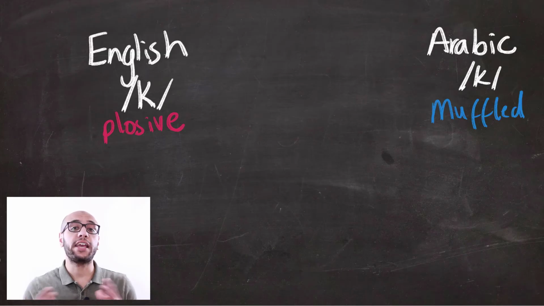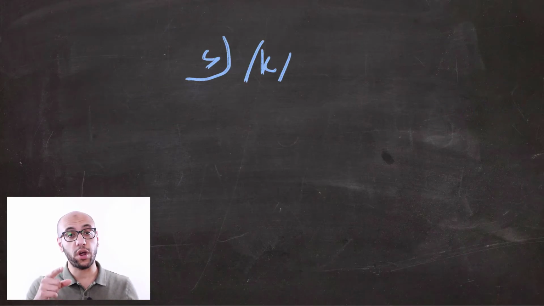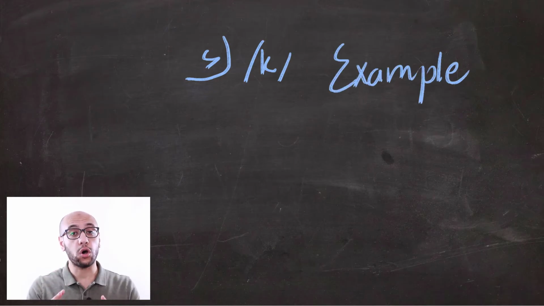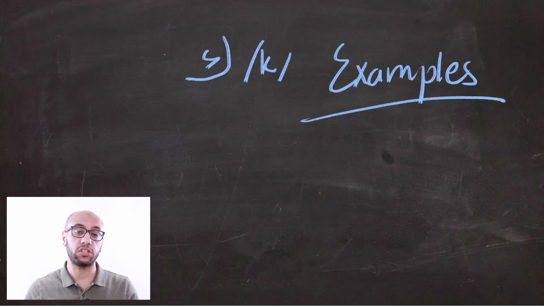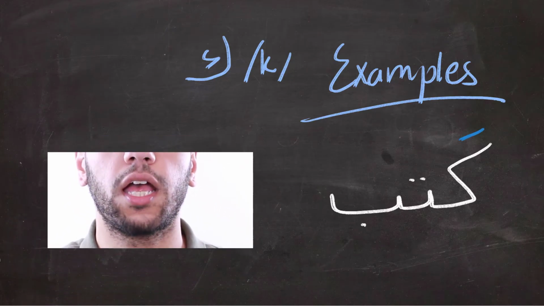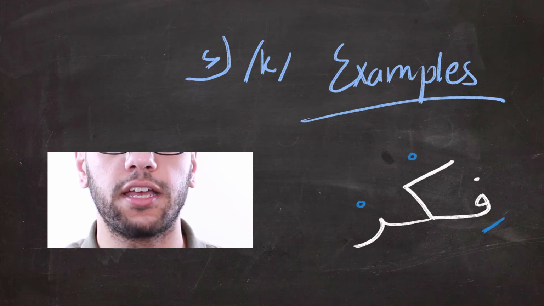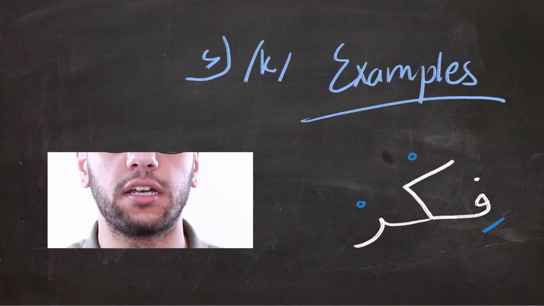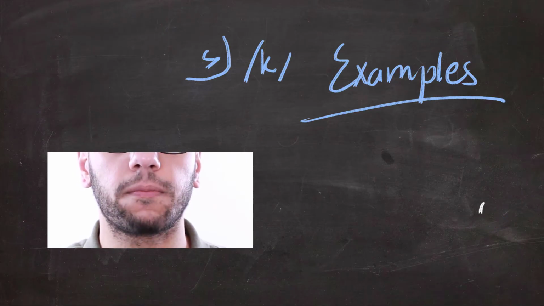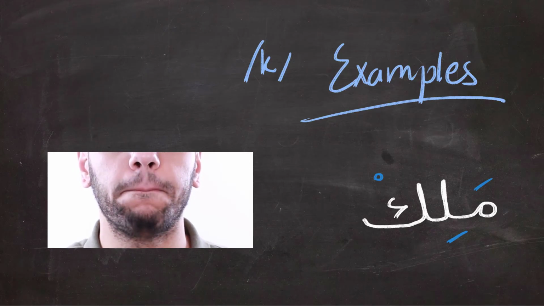Now we've seen how the technique works, let's hear some examples. As always, try to pronounce these on your own, then compare your pronunciation to my pronunciation. The first word is kataba, kataba, fikr, fikr, malik, malik.